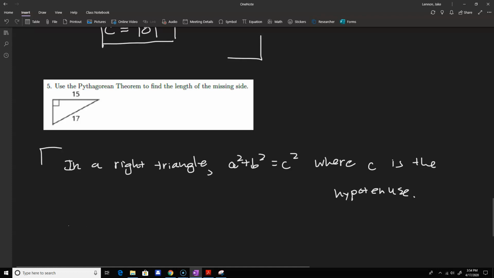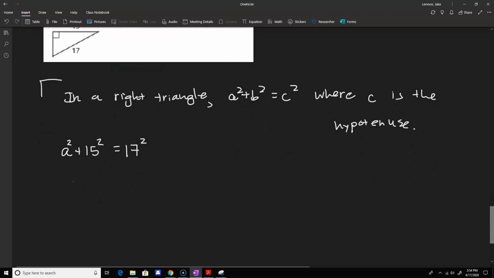So in this example, basically we're missing one of the legs. 17 is the hypotenuse and 15 is the other leg. So we can say a squared plus 15 squared is equal to 17 squared. And then once the setup is correct, we just do the algebra to solve. So we have a squared plus 225 equals 289.